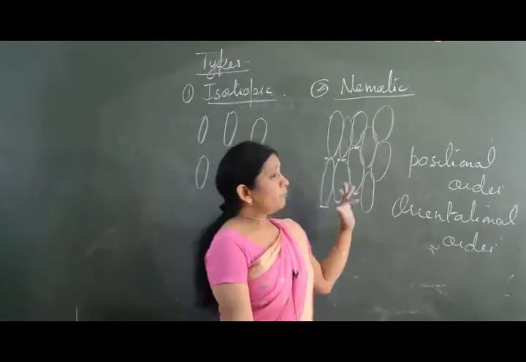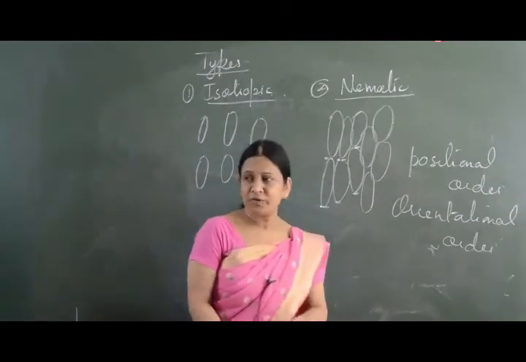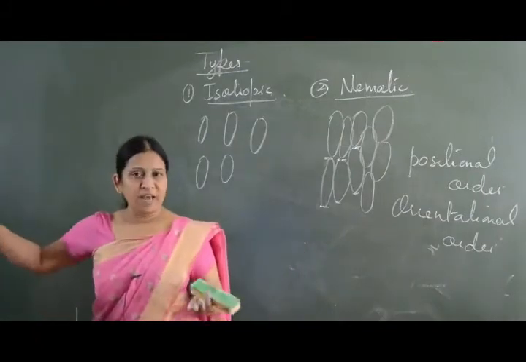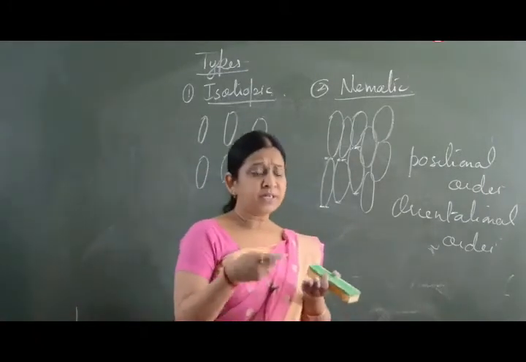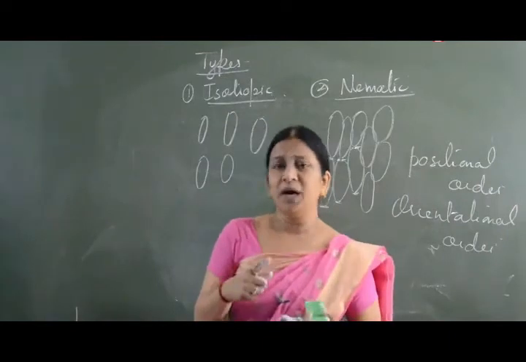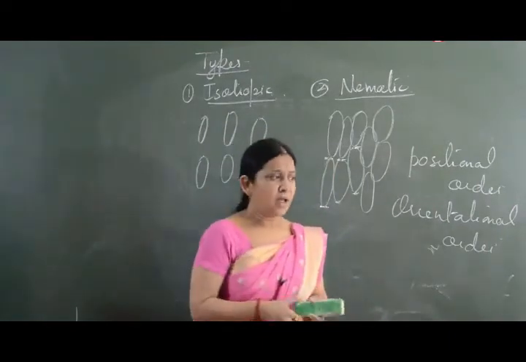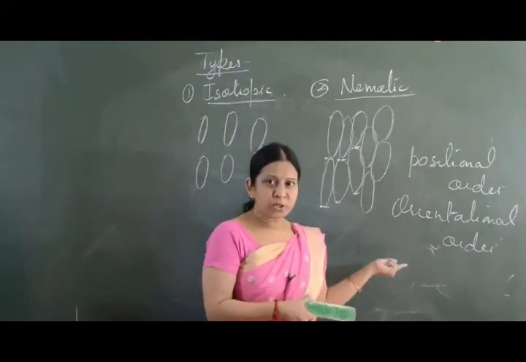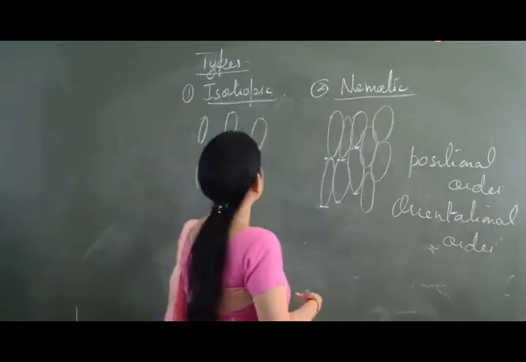So if we see the structure of nematic liquid crystal, it is a polarizable rod-like structure. It is having orientational order, but it is not having positional order, and it is the simplest liquid crystal which is known. So this is nematic.